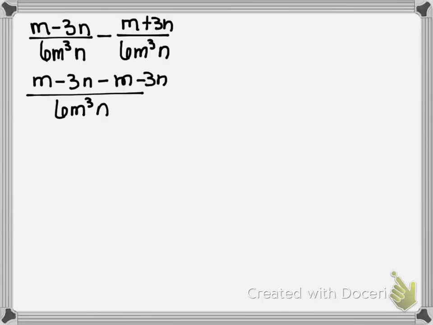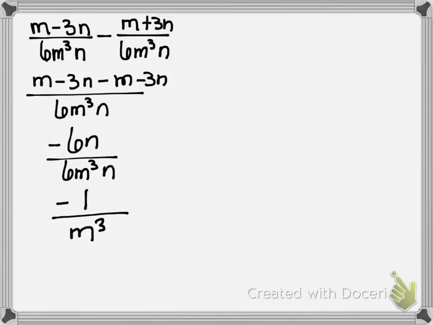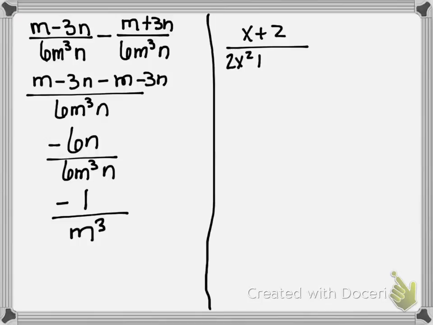Now, I combine like terms. When I combine like terms, I get -6n over 6m cubed n. Simplify. Always simplify, and we obtain -1 over m cubed. Okay, that's what we obtain, and at this point, this is your answer. That's it. Okay, let's look at another one.